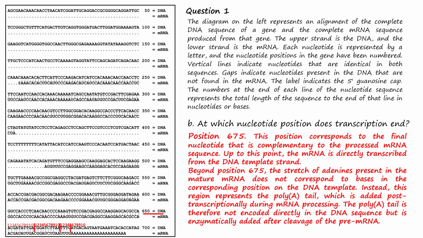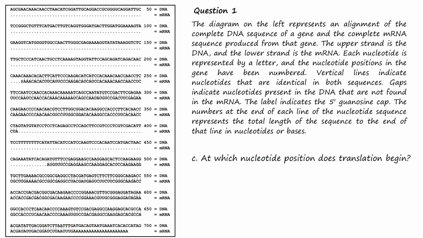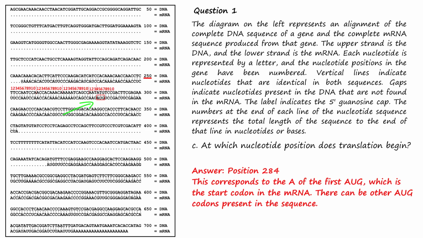Instead, this region represents the poly-A tail, which is added post-transcriptionally during mRNA processing. The poly-A tail is therefore not encoded directly in the DNA sequence, but is enzymatically added after cleavage of the pre-mRNA. C. At which nucleotide position does translation begin? Answer: position 284. This corresponds to the A of the first AUG, which is the start codon in the mRNA. There can be other AUG codons present in the sequence.